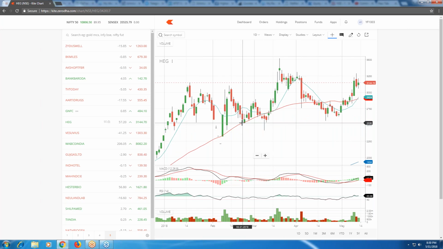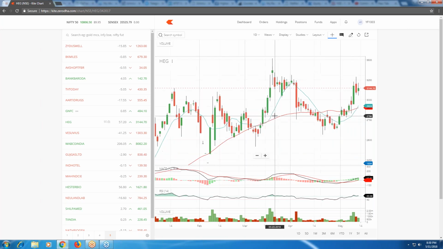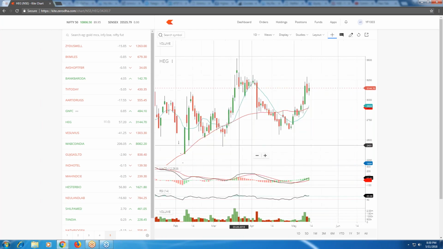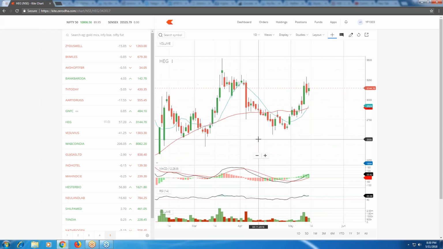Within a few days, it went from here to here, right? From 2827, it went to 3514, good about 700 points, which means it has given a 40% return in a few days. And it looks very, very promising to me right now. You can see why. I'll show you.